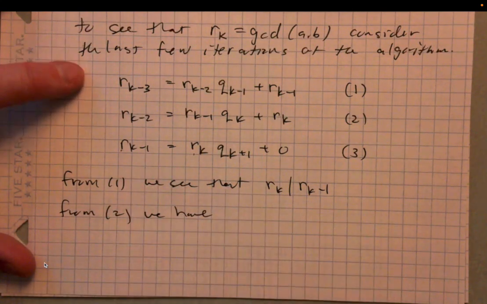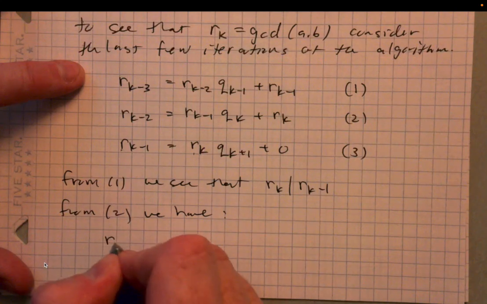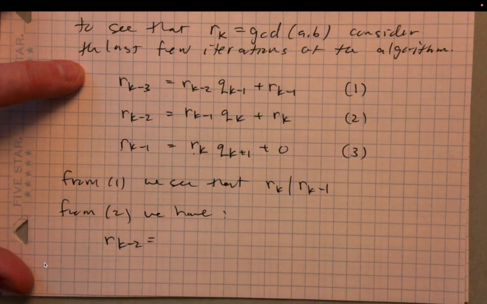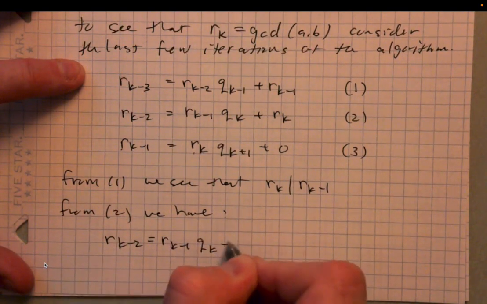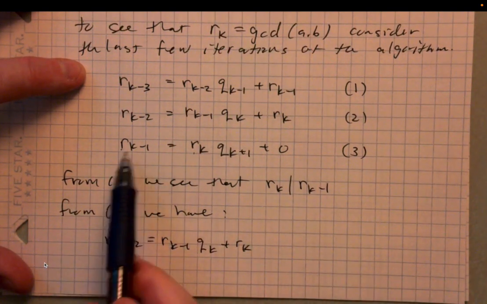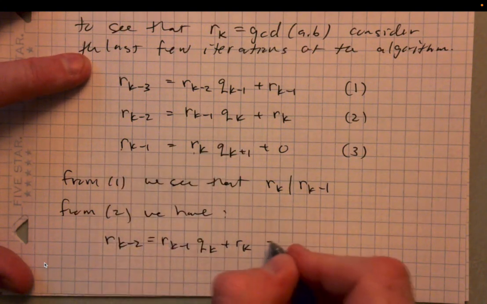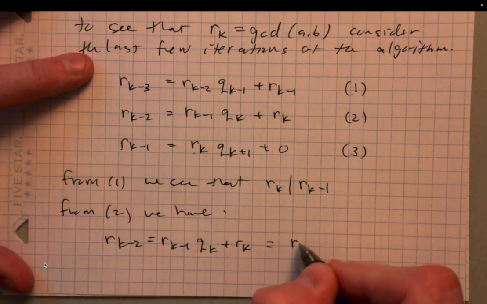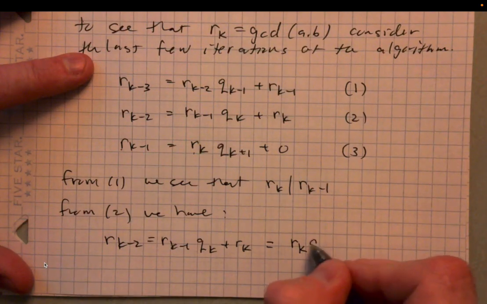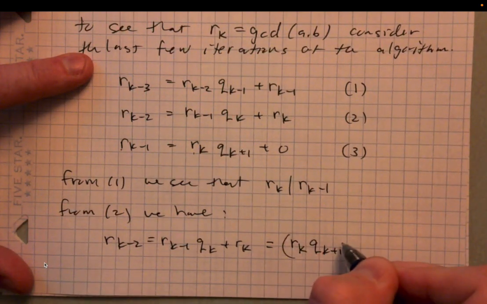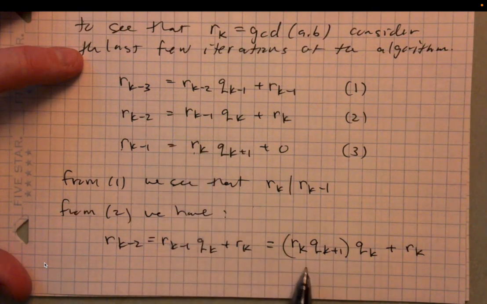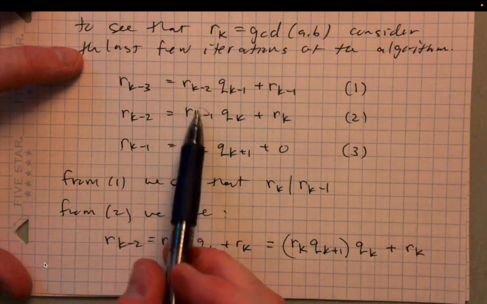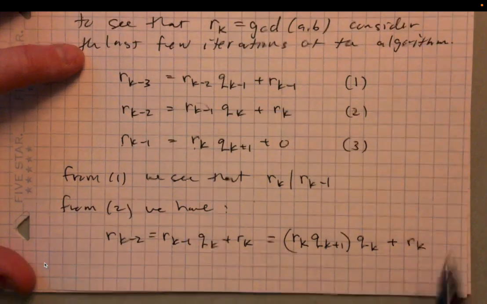we have, what do we have? Well, r of k minus 2 is equal to, just reading it off here, r of k minus 1 times q of k plus r of k, right? And now we have an expression for r of k minus 1, which is this. So that's equal to r of k times q of k plus 1 times q of k and then plus r of k. Again, I'm just substituting r of k minus 1 into this expression right here. And that's what you get here.